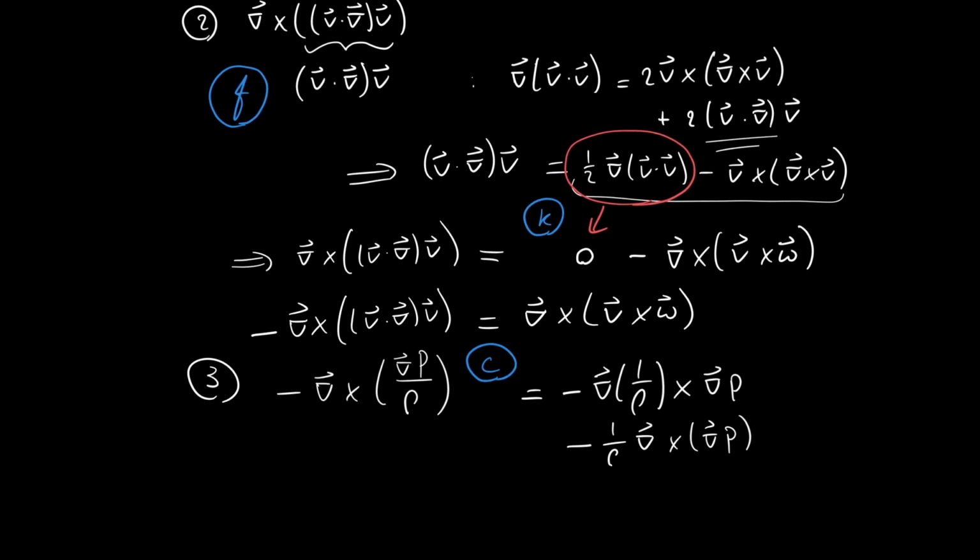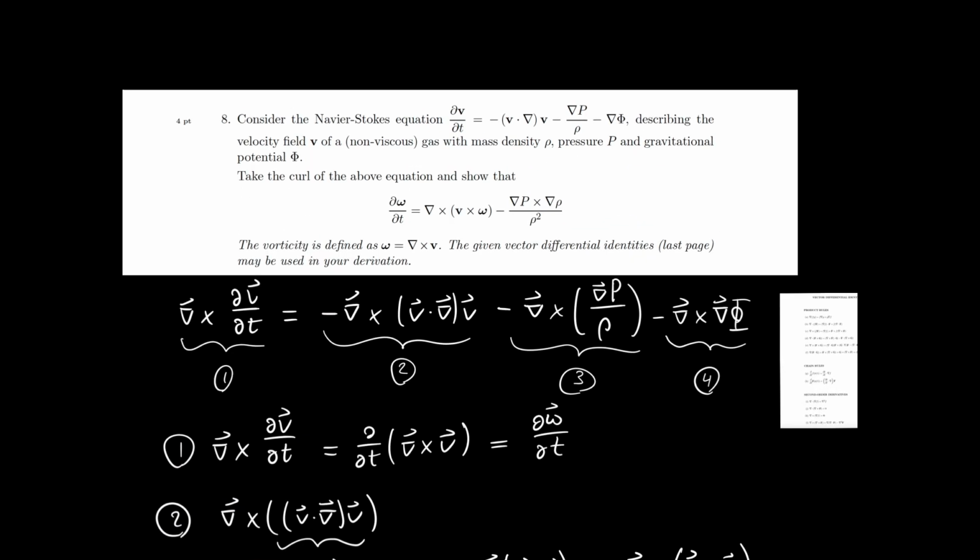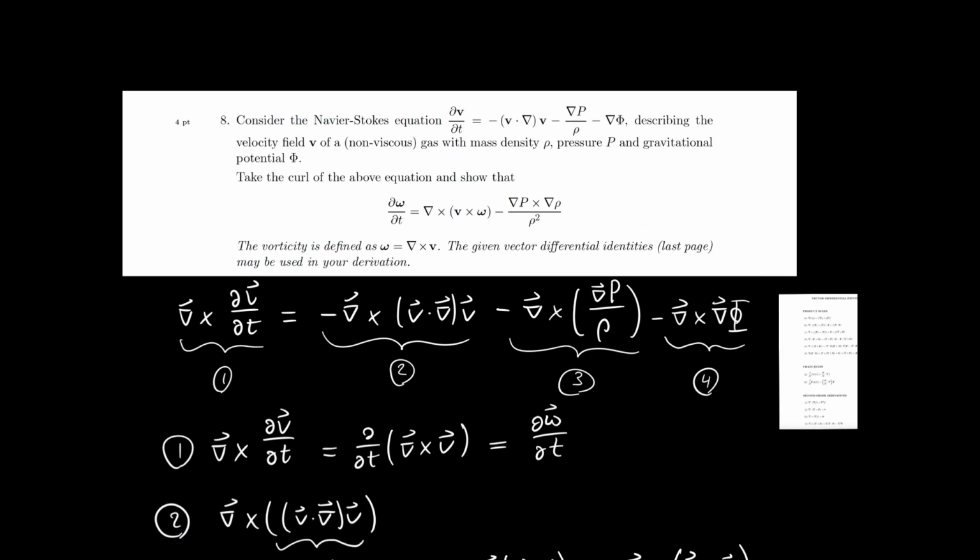But then, of course, that's again a curl of a gradient. And so equation K tells me that that expression will be 0 again. So we end up with minus the gradient of 1 over rho cross the gradient of p. Now this part is still not in the required form because the equation that we're looking for has, like you can see here, this form. So we still need to do some rewriting.